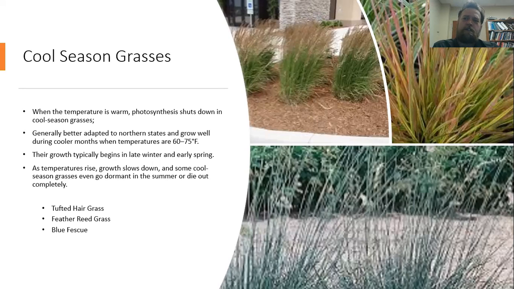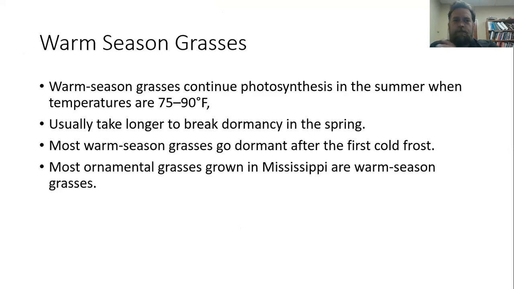So normally these are going to start growing in late winter, continue on from there, and grow in really early spring. And as temperature rises, the growth just slows down, or they may actually go dormant as we get into the summer or die out completely. So not a lot of plants that we grow, but there are a few. Tufted hairgrass and feather reed grass and blue fescue all fall into that group, the cool season grasses.